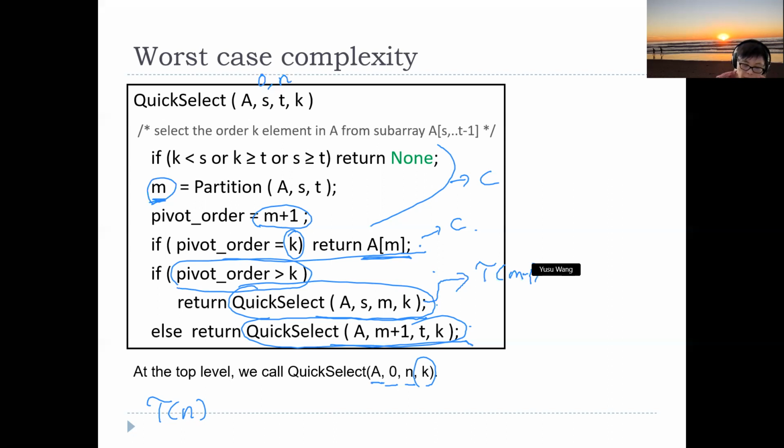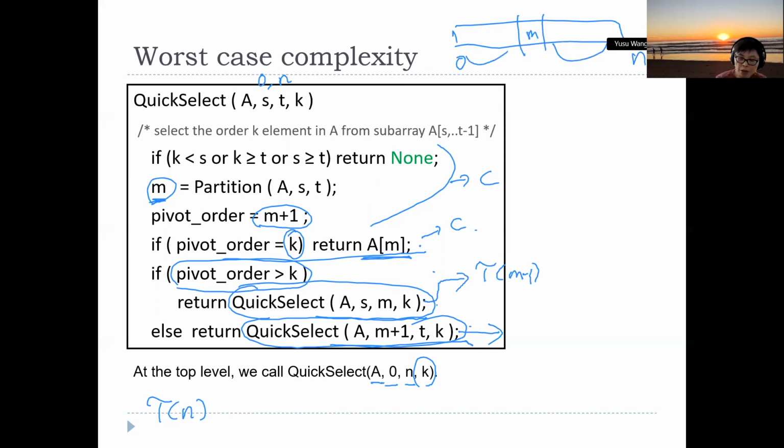Or if we go to the right portion, then remember you have this array from 0 to m, and the pivot is here. We either go to the left or go to the right. If we go to the left, then we recurse on the left, and the worst case time complexity is the time running on input of size n minus 1. Or if we go to the right, we recurse here, and the time we need is basically the time for this algorithm on an input size of n minus m. So that's what we have.